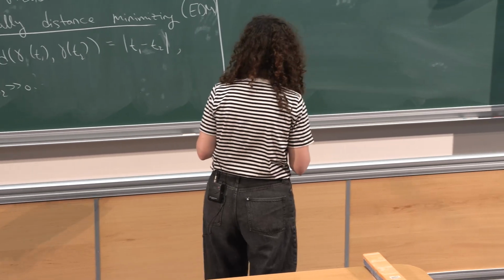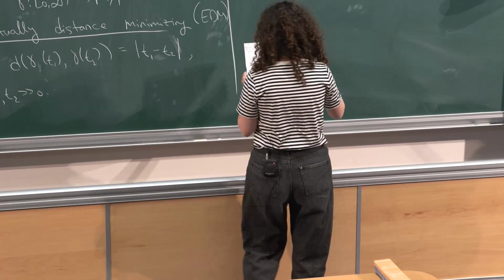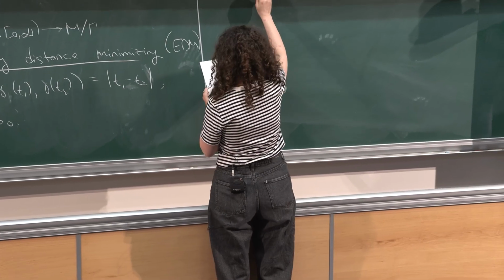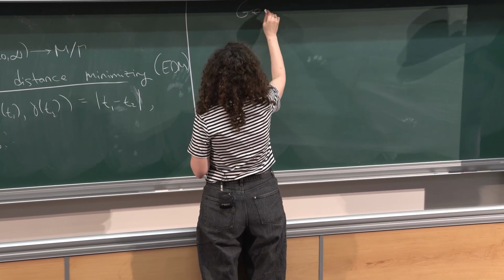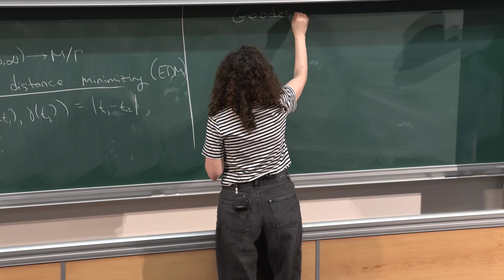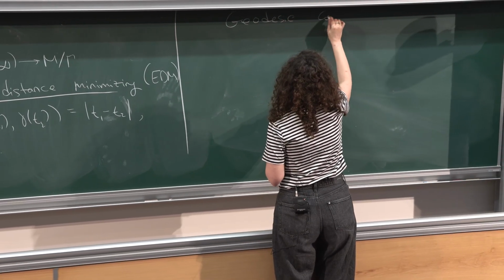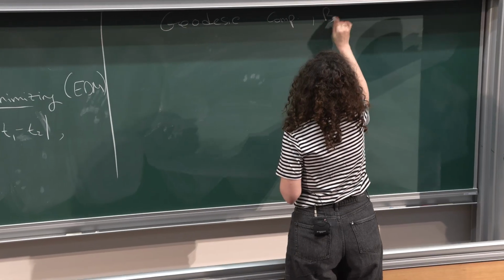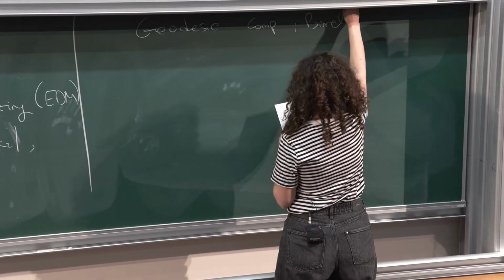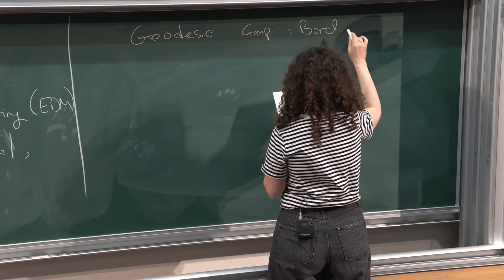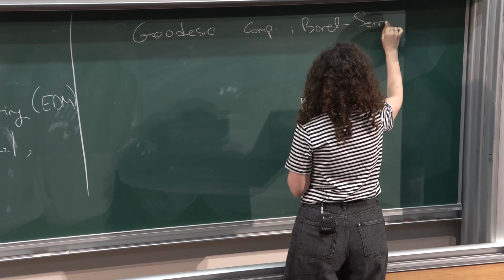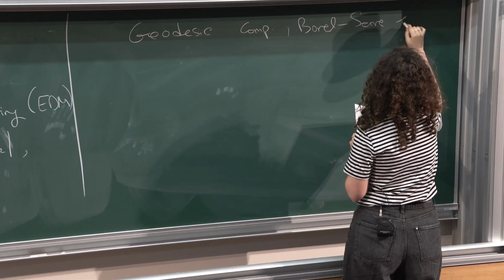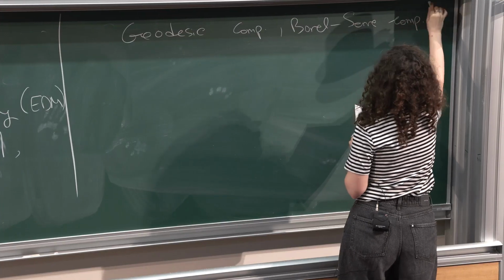Okay, so this is called geodesic compactification, or also Borel-Serre compactification.